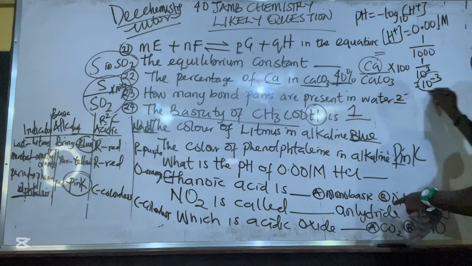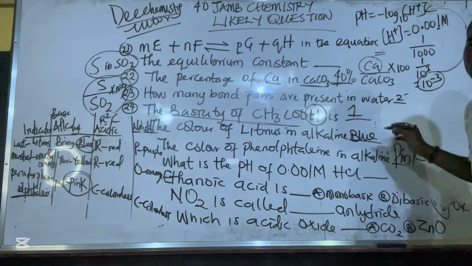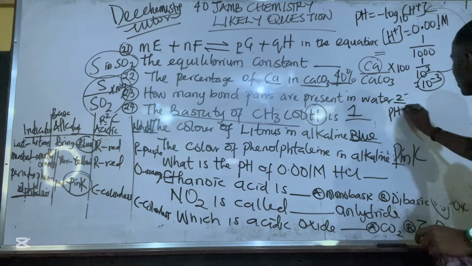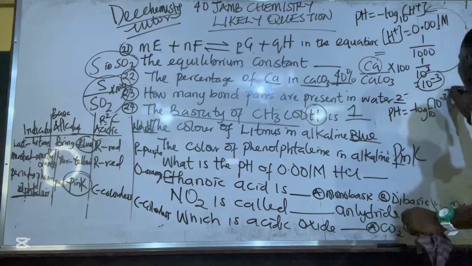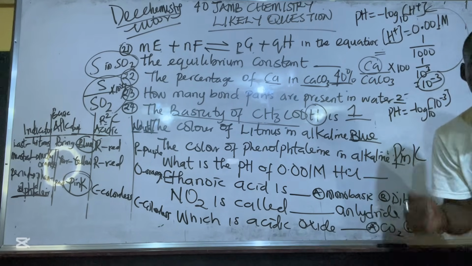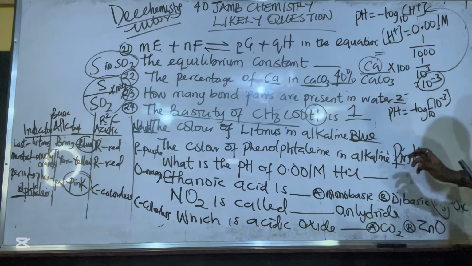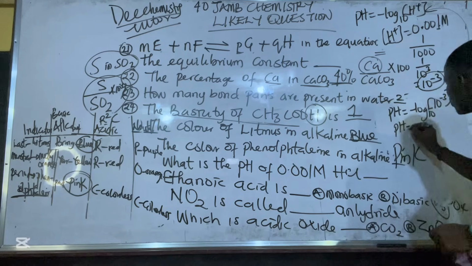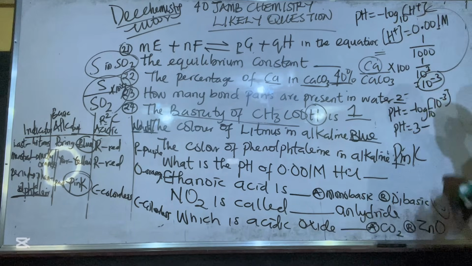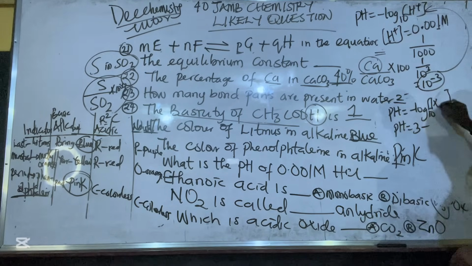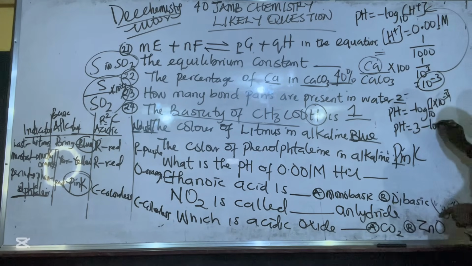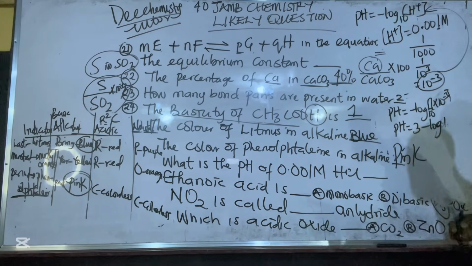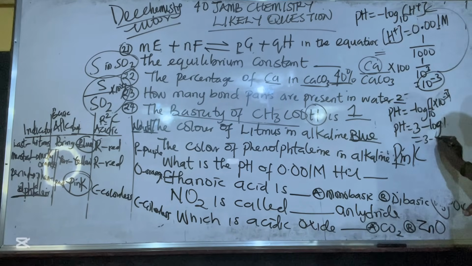So from here, I can substitute this into this. Very easy. I will just say pH equals minus log to base 10, 10 raised to power minus 3. Don't solve anything. I repeat, don't solve anything. Immediately you have this, don't do anything. The answer is pH equals what is here: 3 minus log of what is here, which is 1. You know that log 1 is 0. That's why 3 minus 0 is 3.